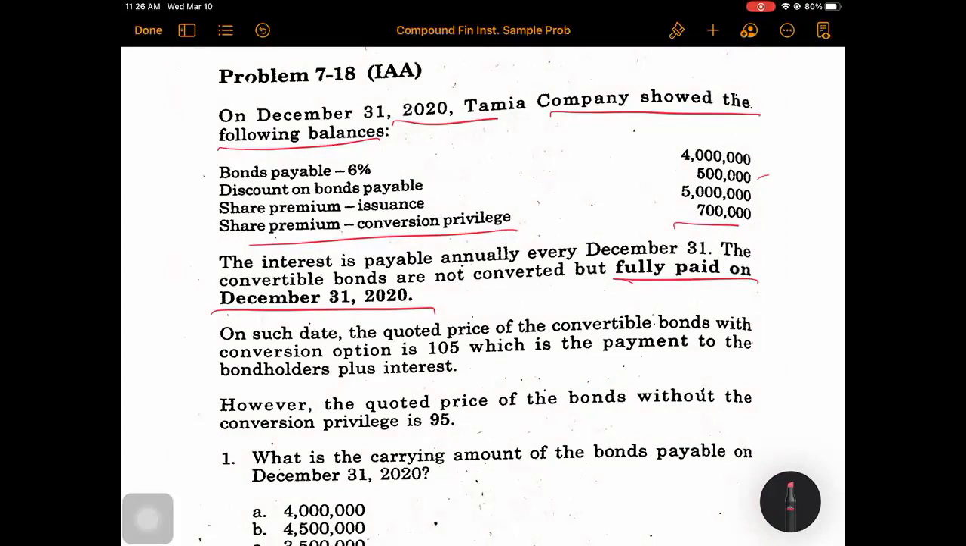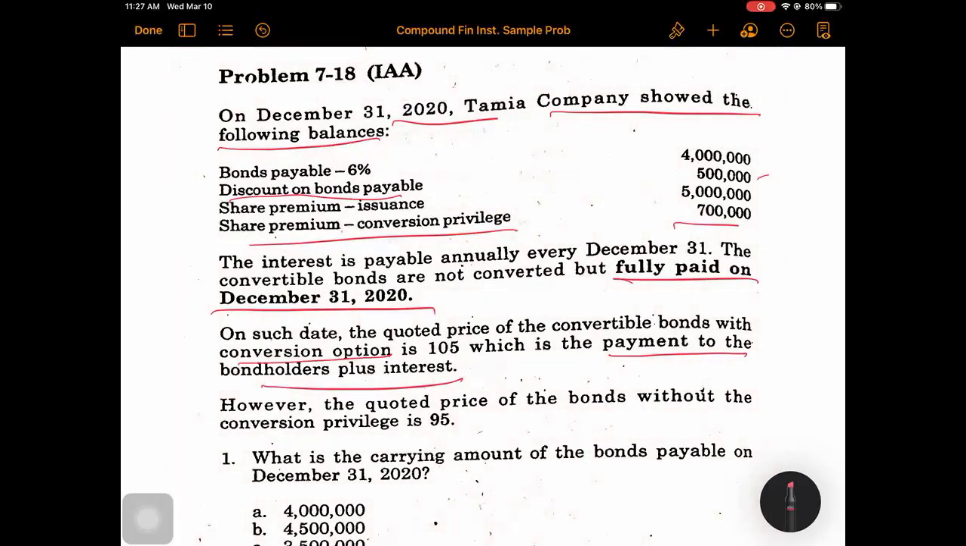In this problem, gibayaran on December 31, 2020. Question, maturity date na ba ng December 31, 2020? The answer is no. Why? Because naay bilin nga discount on bonds payable. Wala pa na-amortize tanan. Therefore, gibayaran nato before its maturity date. Okay, on such date, the quoted price of the convertible bonds with the conversion option, so ang price daw sa bonds plus the conversion option or the equity component is 105, which is the payment to the bondholders plus the interest.